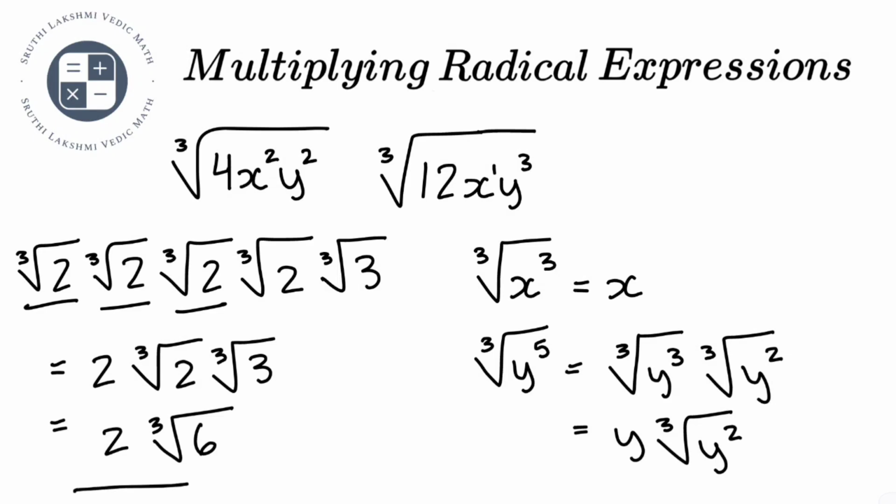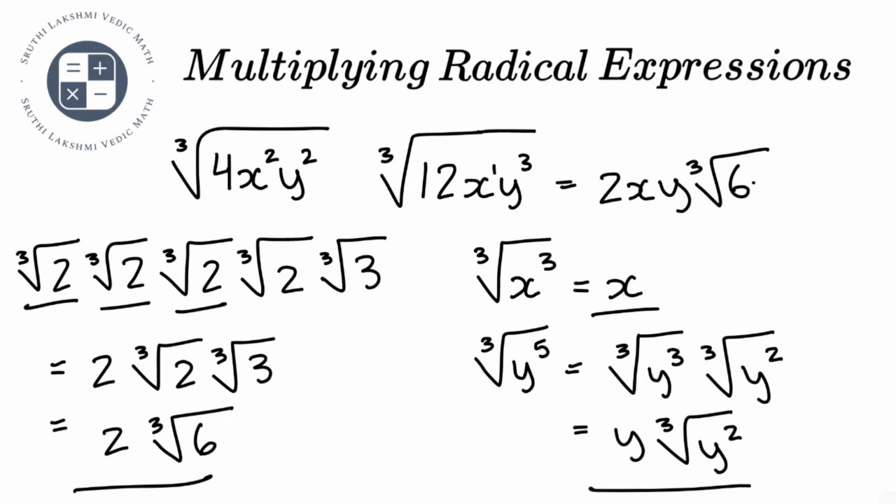Now, all we have to do is combine this and this and this together. So that means we would get 2 times x, so 2x, y times the cube root of 6 y squared. That would be our simplified answer.